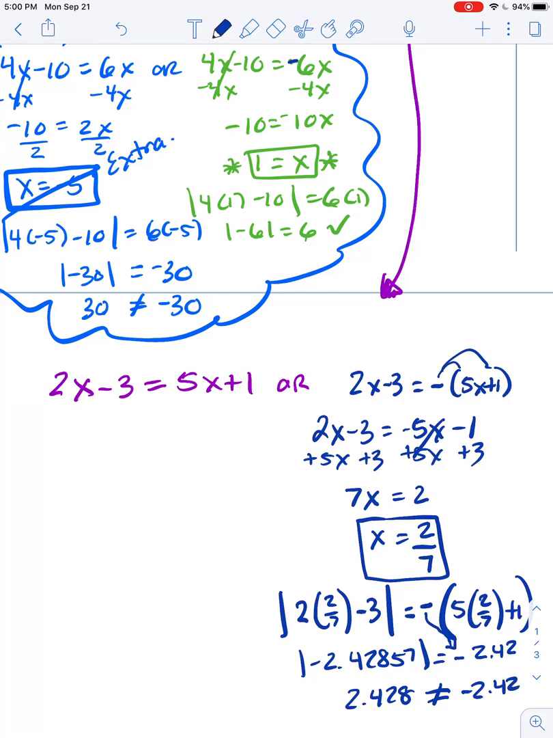And so this one had that negative sign out in front. And so when I find this whole value inside and then take the opposite of it, these are not equal, and that makes this an extraneous solution.